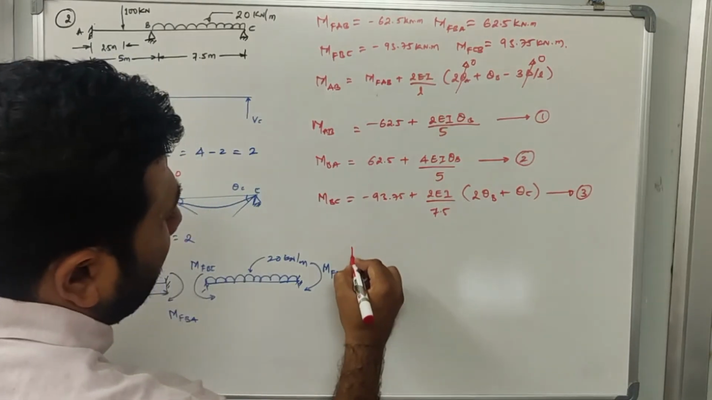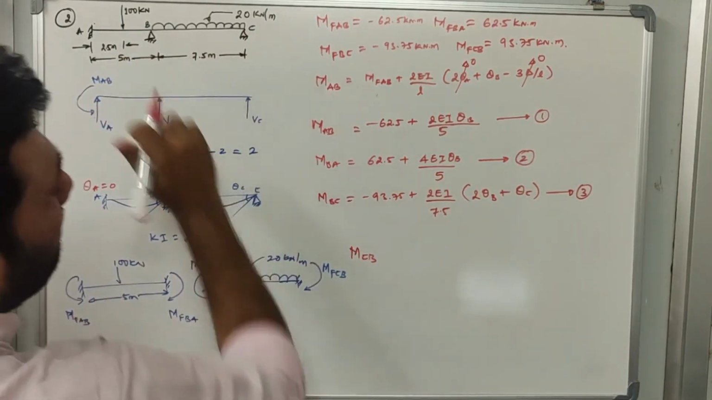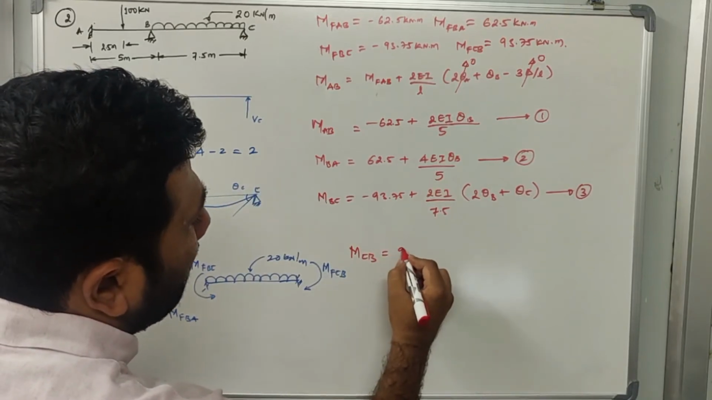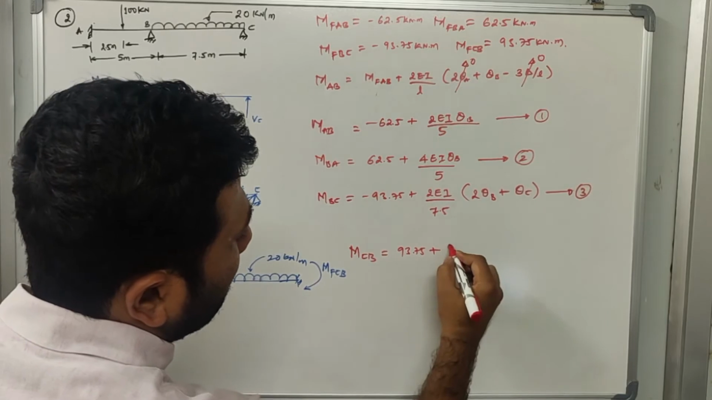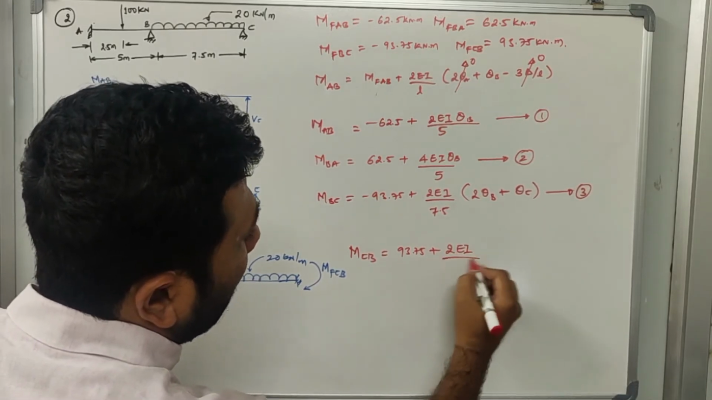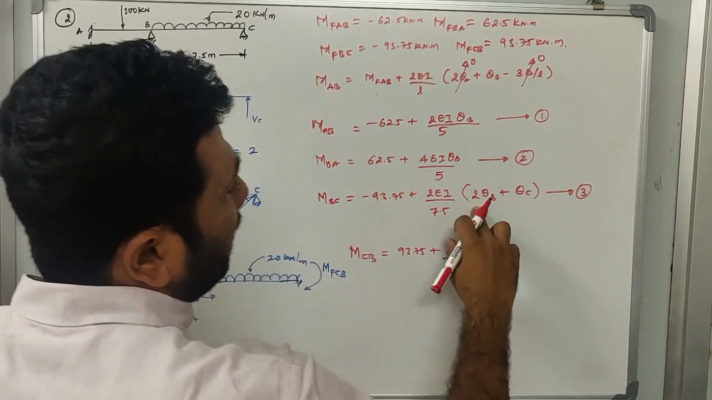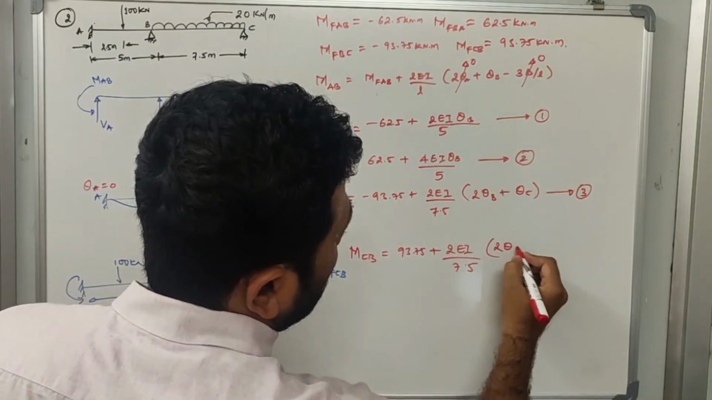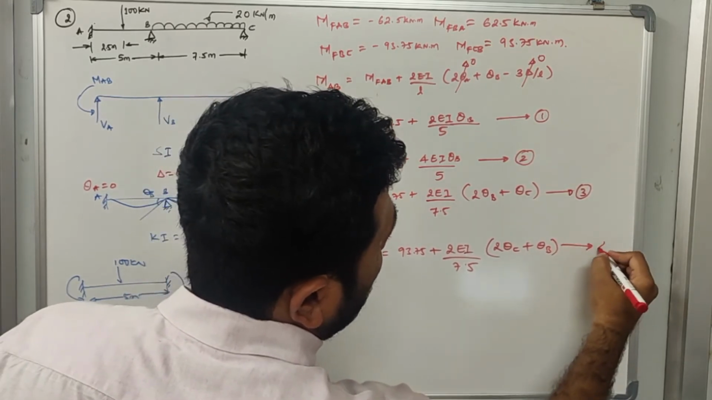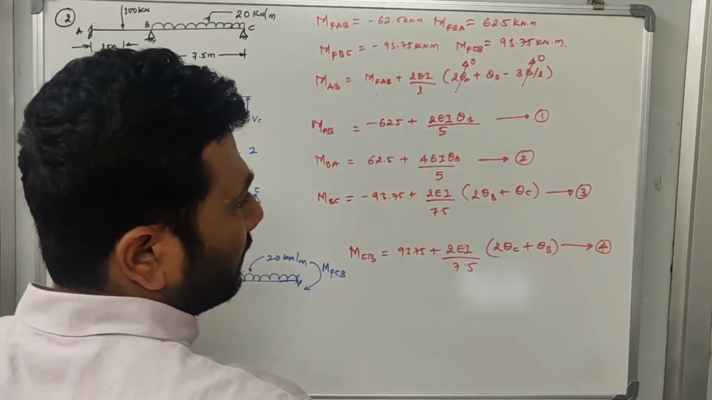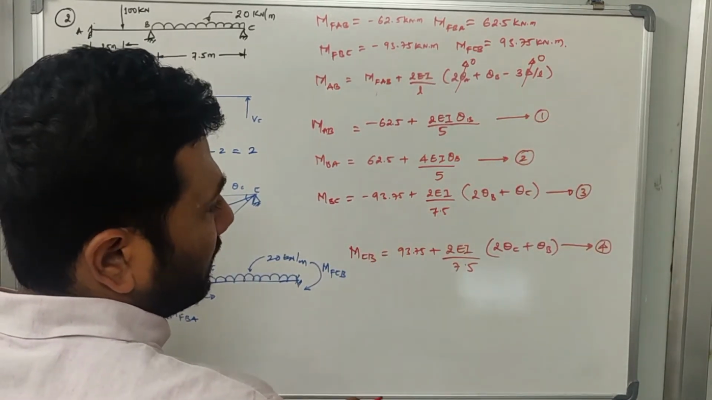I'll write the last equation, which is MCB. This is the only equation left over. MCB is equal to 93.75 plus 2EI divided by 7.5. Next, instead of 2 theta B, it will become 2 theta C plus theta B. This I call the fourth equation. As I have given you all 4 equations, you can simplify them if you want to.